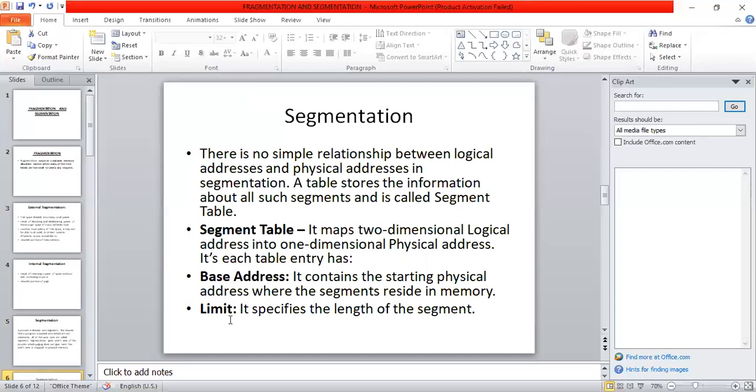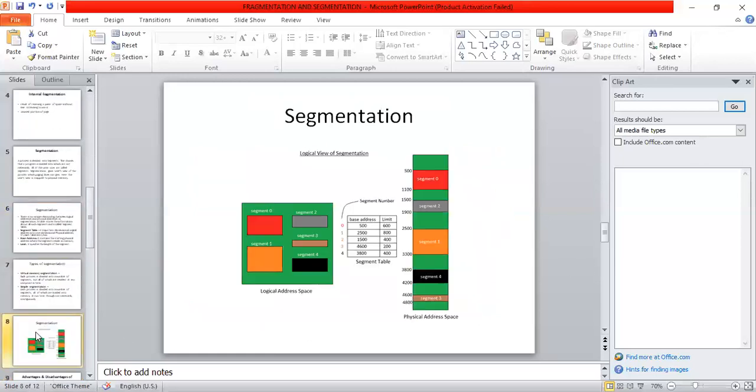It is the base address and the limit address. A segment table maps two-dimensional logical addresses into one-dimensional physical addresses. Each table entry has a base address and a limit. The base address contains the starting physical address where the segment resides in memory, and the limit specifies the length of the segment. Let's have a look at the diagram, and the concept will be more clear.